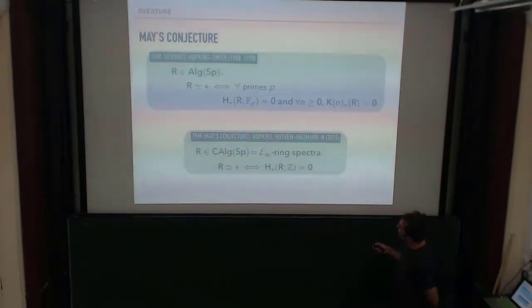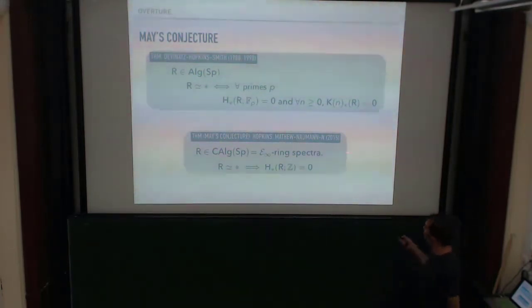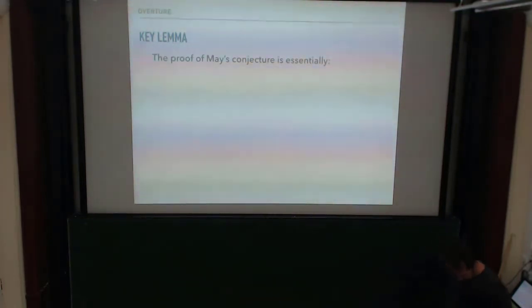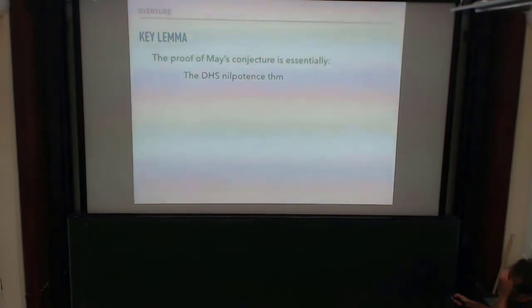phenomena. This was proven first by Mike Hopkins, and he didn't publish it or let anyone else know about it, but Akhil Mathew, Niko Naumann, and myself proved and wrote this up in 2015. I don't know how Mike exactly did it, but I can tell you how we did it. The proof of this conjecture is really just two parts. One, a very, very hard part, the Devinatz-Hopkins-Smith nilpotence theorem, and a very key lemma.